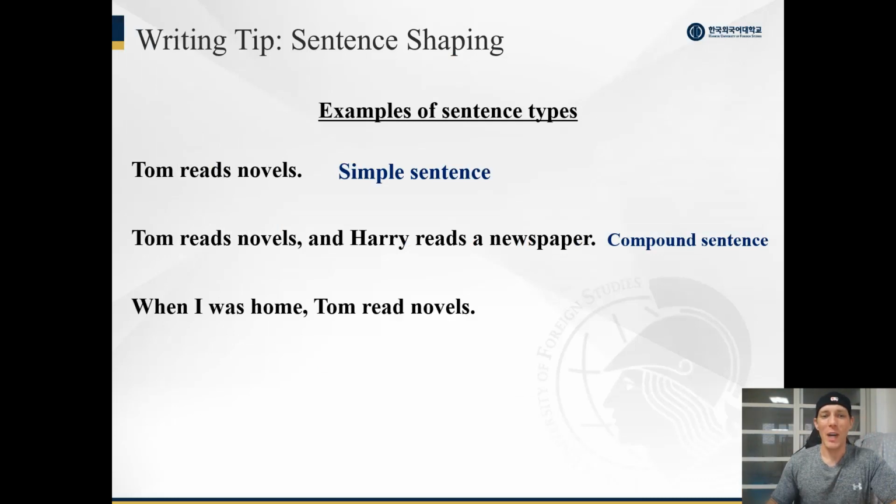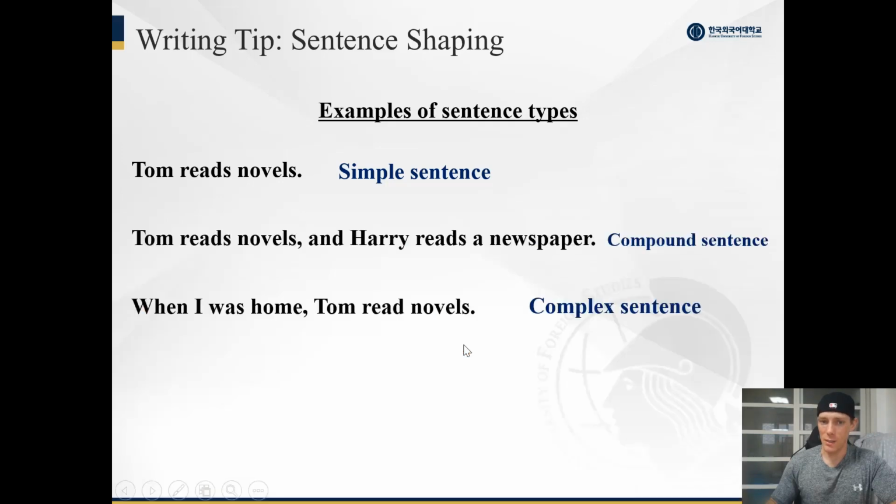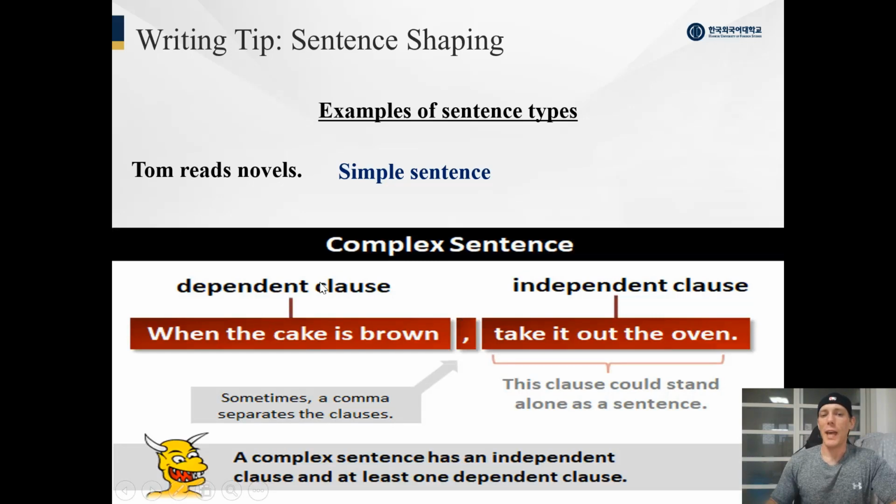The next one. When I was home, Tom read novels. Bam. This is a complex sentence. So a complex sentence is when we have something that's separated by a comma. So here, comma. So we have a dependent clause and an independent clause. So this sentence would be understandable by itself, whereas this one is dependent on this one.